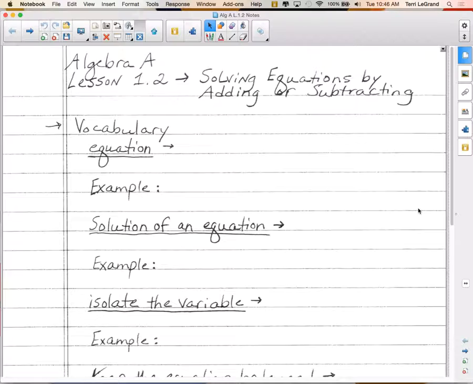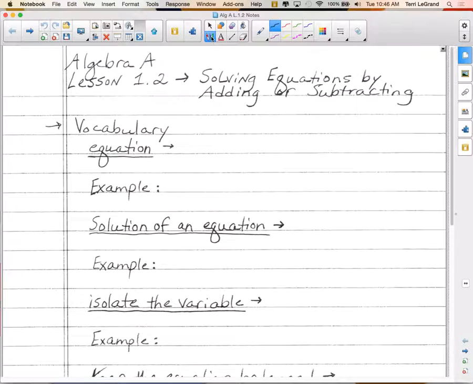So what we're going to do is, first of all, talk about the vocabulary, which we've already talked about some of. You've already done some of it. So let's see how well we can do with our vocabulary words, okay? So what's an equation? What's the definition of an equation? You can even give it in your own words.